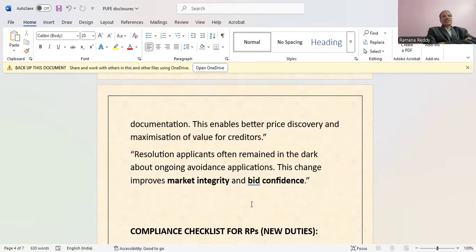Resolution applicants often remain in the dark about ongoing avoidance applications. So this change improves market integrity and bid confidence.